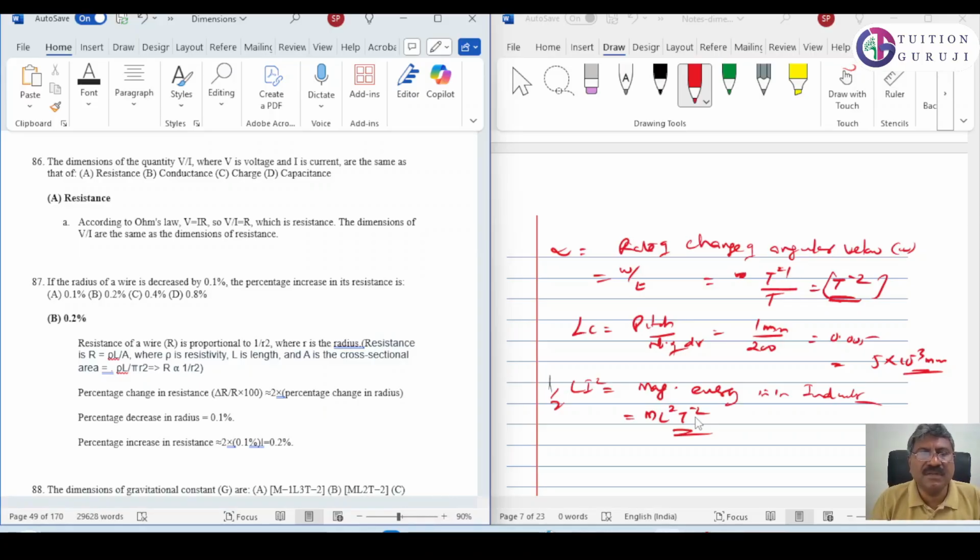So the dimensions of the quantity B by I, which is nothing but resistance. So B by I is resistance. So it is the dimensions of resistance.